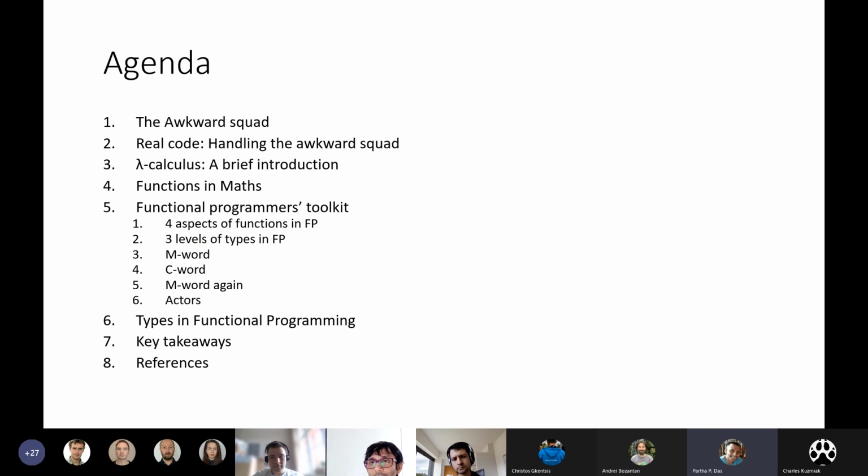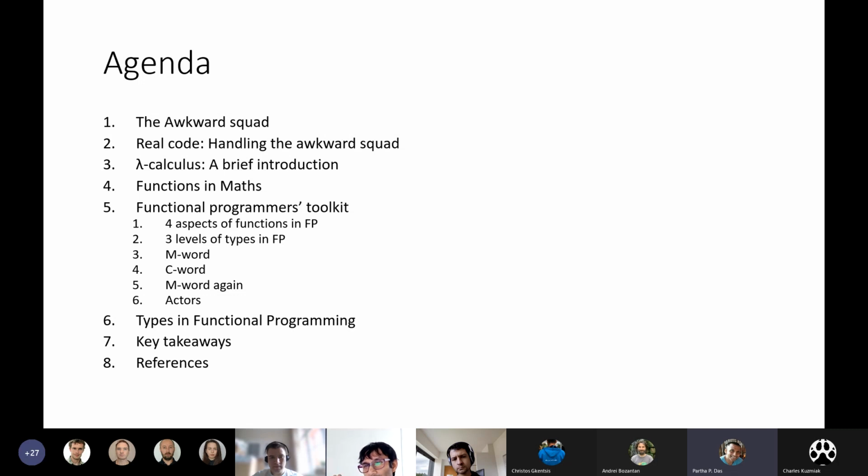Okay, agenda. This is going to be the elevator pitch, the sales pitch. It'll take more than two minutes. Then the awkward squad, and real code handling the awkward squad. It'll be fairly short code, but something real world. This is where I'm planning to break the thinking. If people ask how to write a for loop in functional programming, hopefully after this section three, you will not be asking that question. That's not even a wrong question in functional programming, so you need to change your thinking if that's how you're thinking.